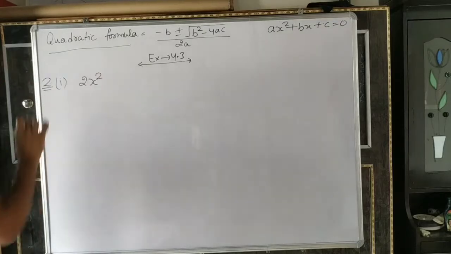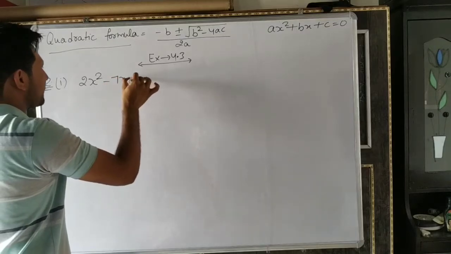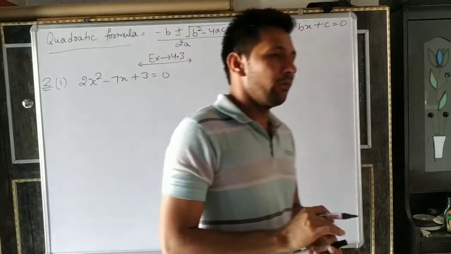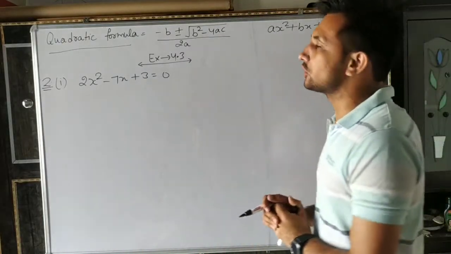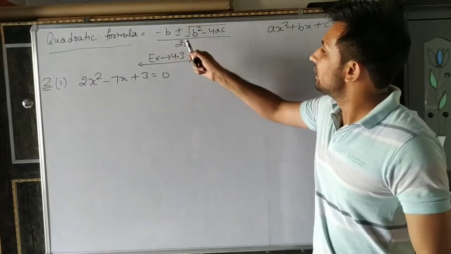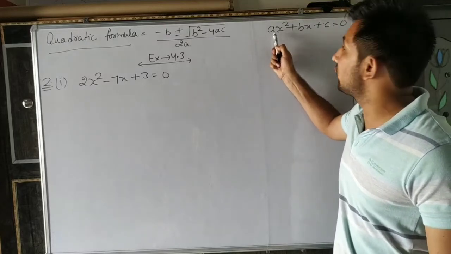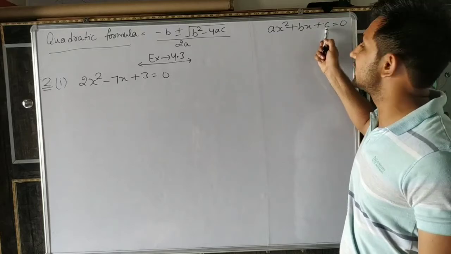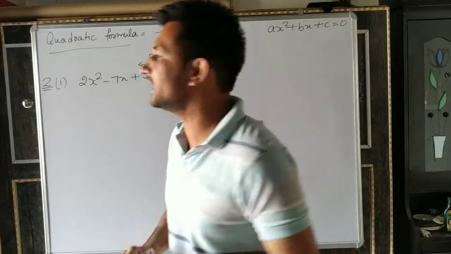2x square minus 7x plus 3 equal to 0. If we want to find the roots or solution of a quadratic equation, we need a, b and c. And a is coefficient of x square, b is coefficient of x and c is a constant term. So first, dear, we will find the a, b, c values.